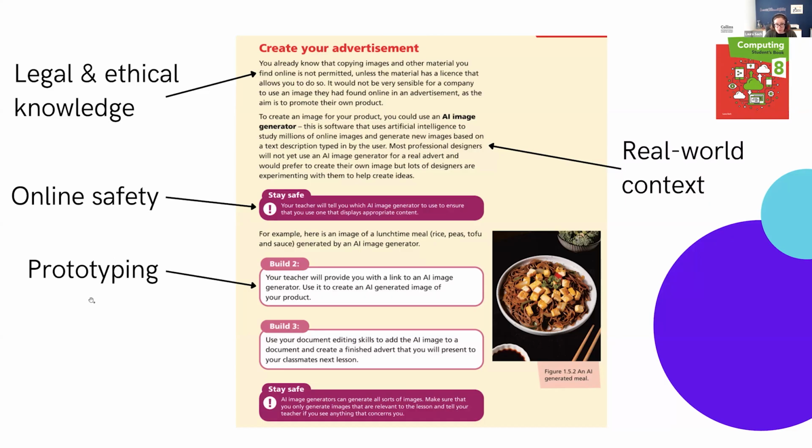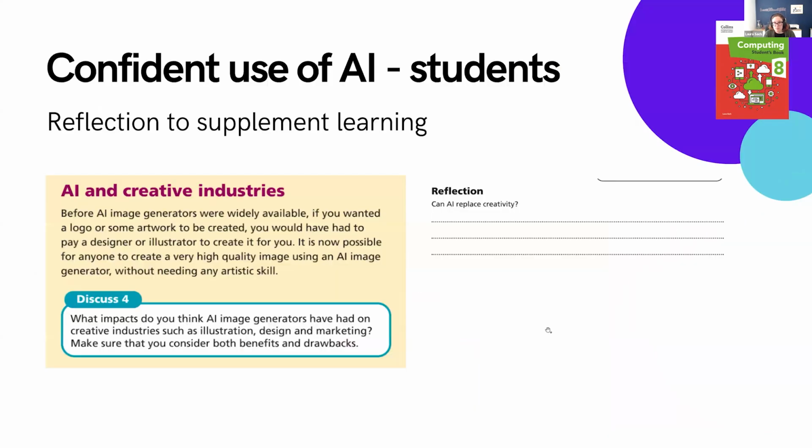This sort of showcases the prototyping aspect that I mentioned before. So you can ask an AI image generator to generate something. If you don't like it, you can ask it to change it, that kind of thing. And then bringing in the real world context. So what do professional designers do? How is this used in the real world? How is this similar to what I might do when I go to work? So that's part of that project.